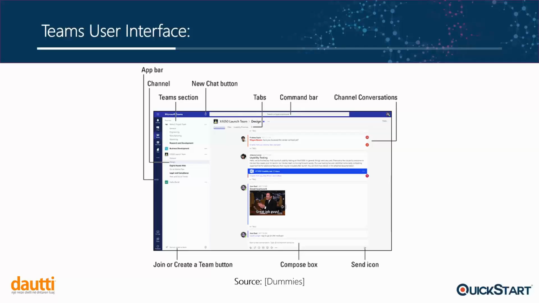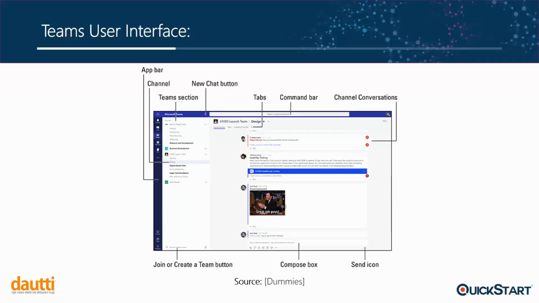Then on the right side of the new chat button, we have the command bar. The command bar is used to query the apps or perform a search in Teams. Then we have the tabs below the command bar. The tabs enable switching between different team pages. We'll see later on how we add the tabs as well.